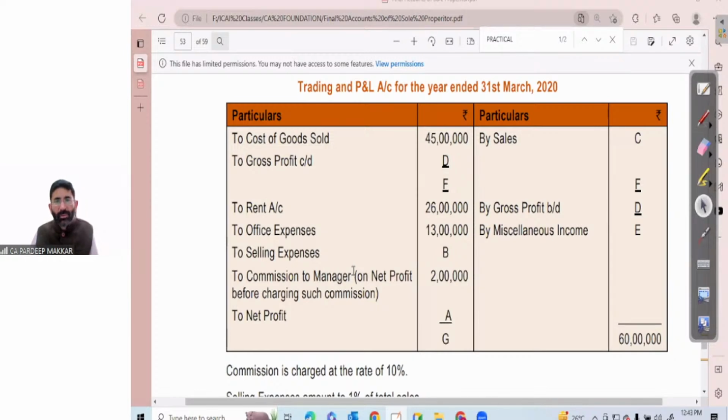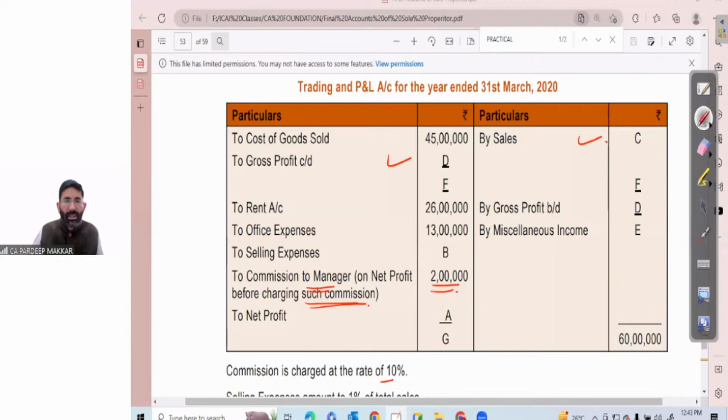So you have to go in reverse, because here we can't calculate it. The problem is that two things are missing, this and this both. So we are unable to get it. We'll start from the bottom. He says commission to manager is 2 lakh. This is NP before charging such commission.